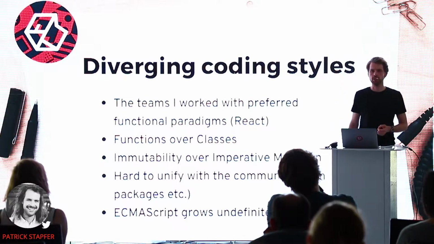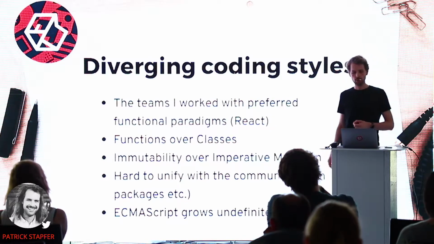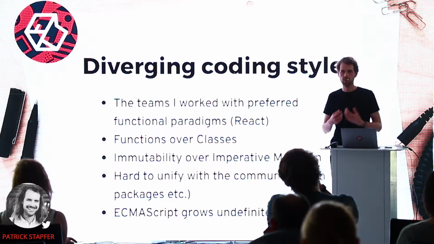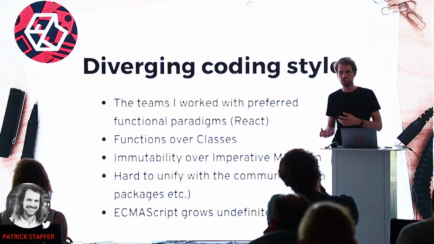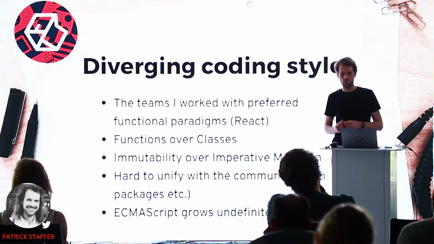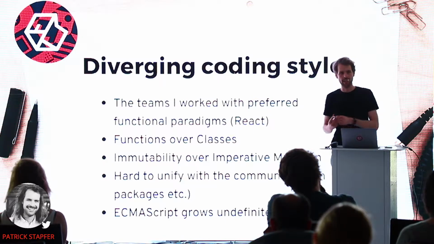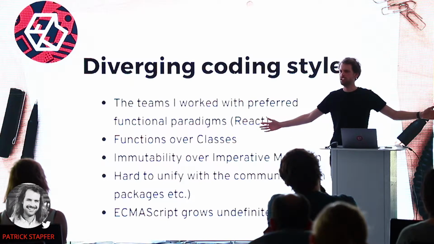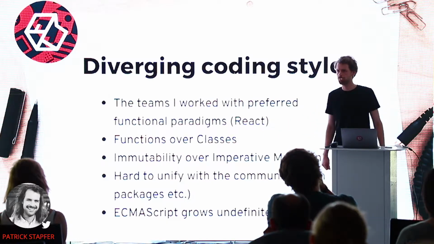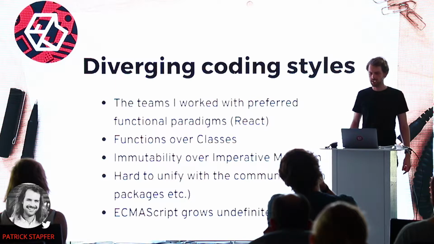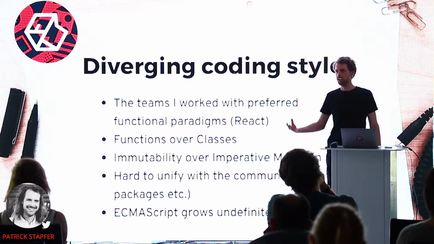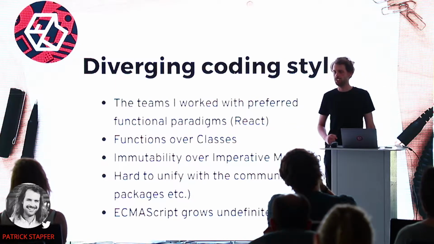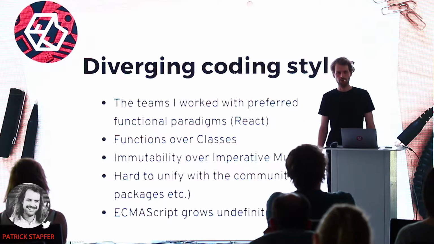We also had diverging coding styles. The teams I worked with preferred functional paradigms. We used a lot of Ramda, we did functional application, currying, we used function composition over class inheritance, we liked immutability over imperative mutation. And if you think about it, the JavaScript community is very big and everyone has a different opinion on how to write code. And you just install Apollo client and suddenly you have a class-based interface. And this is just something which I find unfortunate.